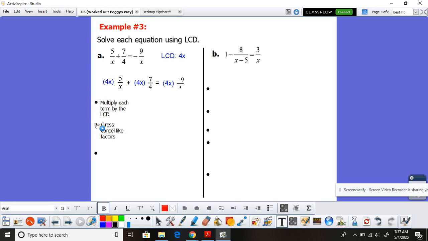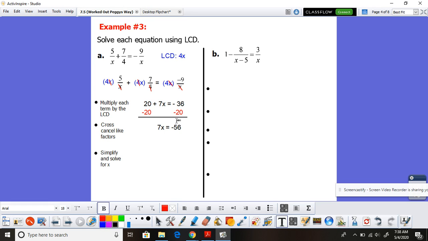After we get to here, we're going to cross like terms. And the reason that I like this and we get rid of the fractions right away is because everything in the denominator cancels out. Okay, so this x and this x, 4 and 4, x and x. At this point, you should not have a denominator in the fraction. Okay, and after we've crossed them out, what's left? Let's simplify it. So all we have is 4 times 5, 7 times x, and then 4 times negative 9. So if we multiply those together, we just get 20 plus 7x equals negative 36.